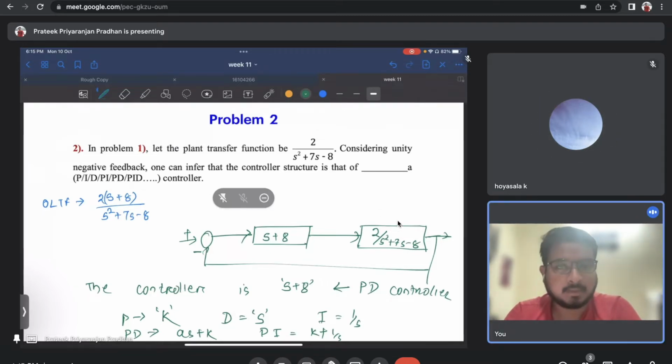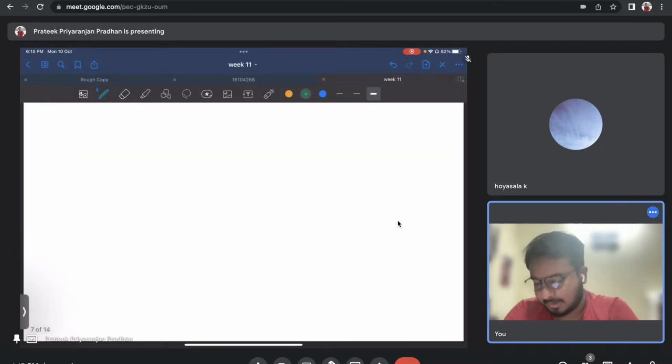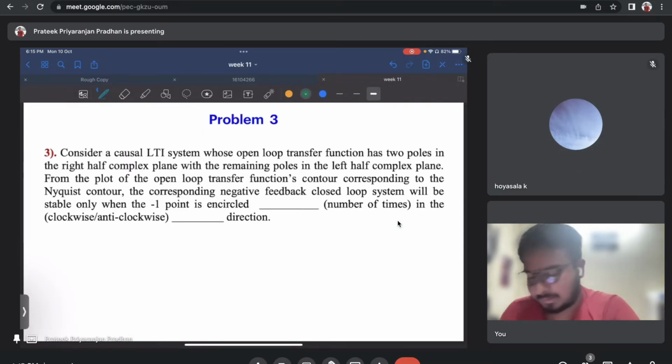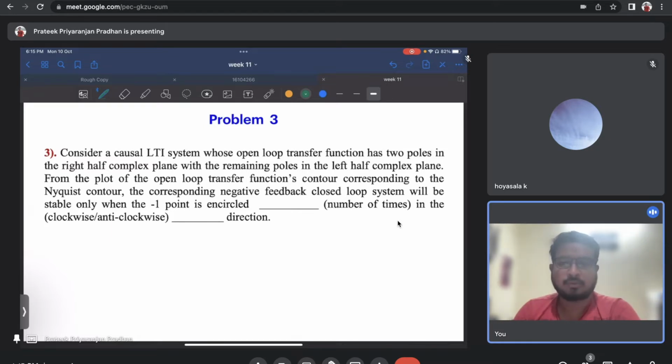So actually, I have discussed two questions. I'll come back to these questions after I finish the class. Let's go through the third question. It's a fairly straightforward question. I hope you have gone through the basics of drawing Nyquist plots.